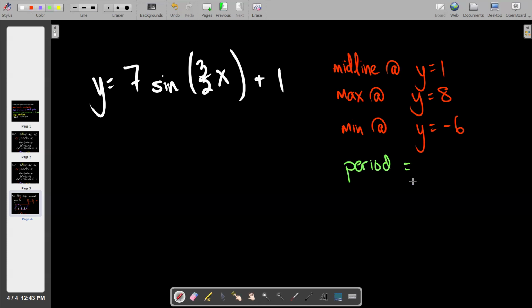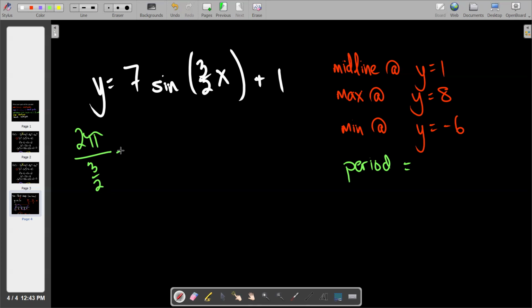And for now, I'm going to write period equals blank. I'm not going to put anything there. What is the mathematics that I have to do to calculate the period? You gotta do 2 pi over... 2 pi divided by 3/2. Very good. Just faithful every time, 2 pi divided by b, whatever b is.